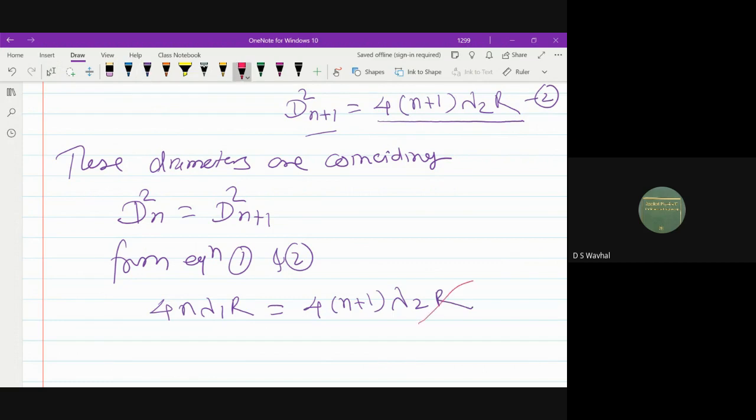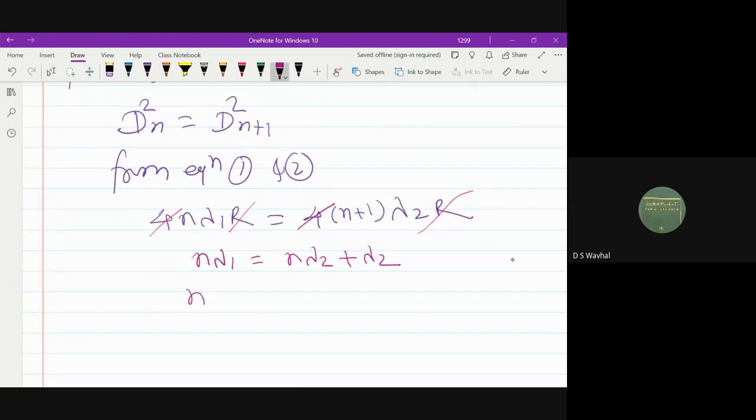So here R cancels, and the 4 also cancels. N lambda 1 equals n lambda 2 plus lambda 2. So n (lambda 1 minus lambda 2) equals lambda 2. So we get the order n equals lambda 2 upon (lambda 1 minus lambda 2).